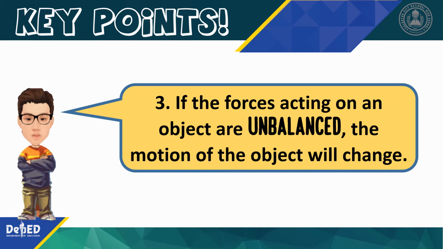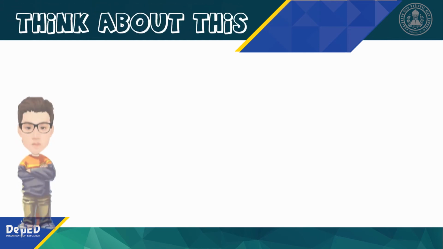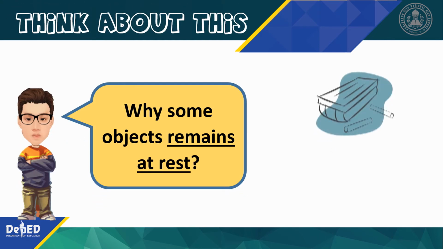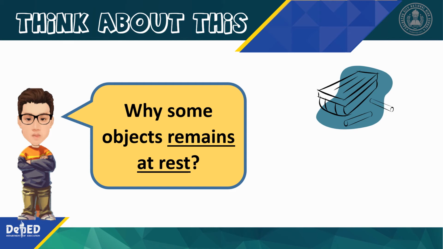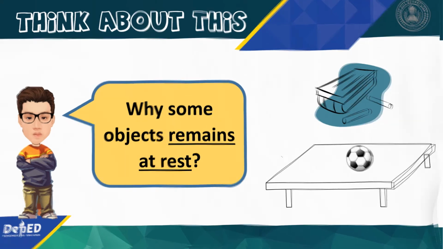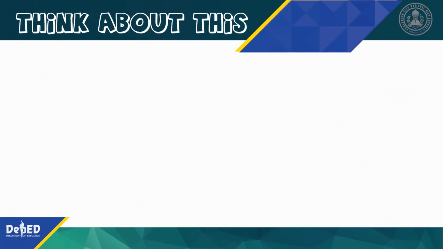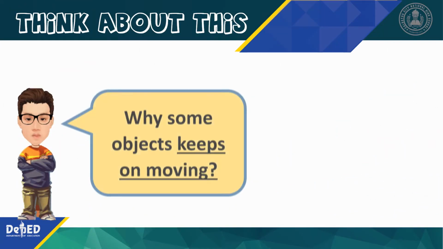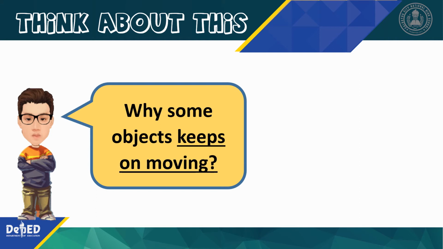Alright, that's it for the first part of the lesson. Let's move on to the next. Before we proceed to the second part of the lesson, think about this. Why do some objects remain at rest? And why do some objects keep on moving?